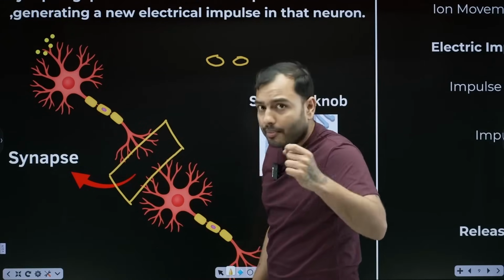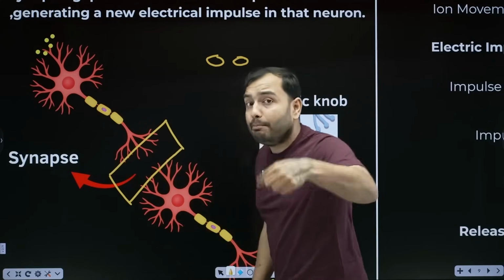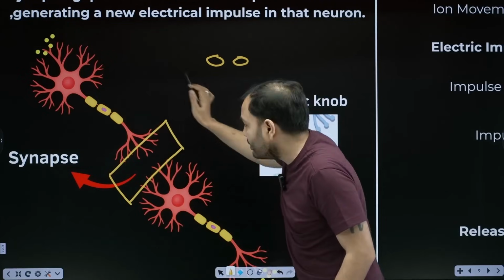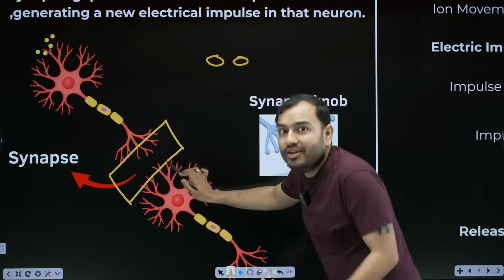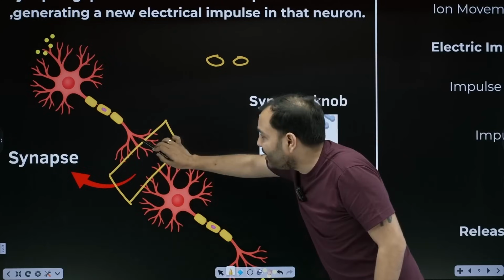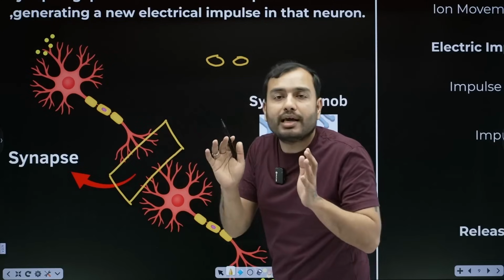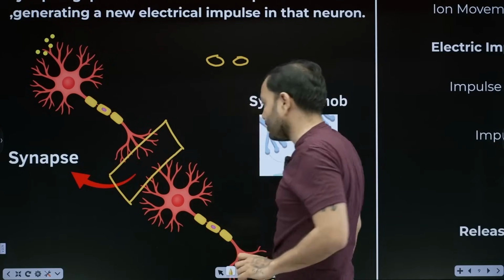Simply you can say it like this: it is a microscopic gap between the nerve ending of the first neuron and the dendrites of the next neuron. The microscopic gap between the nerve ending of the first neuron and the dendrite of the next neuron, what is it called? It is called synapse. Okay.